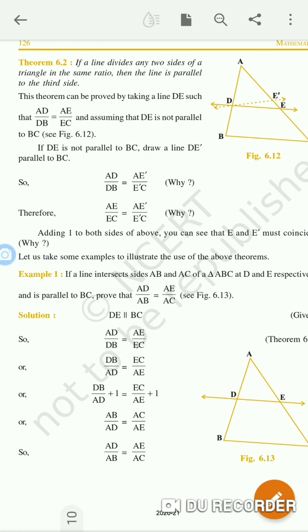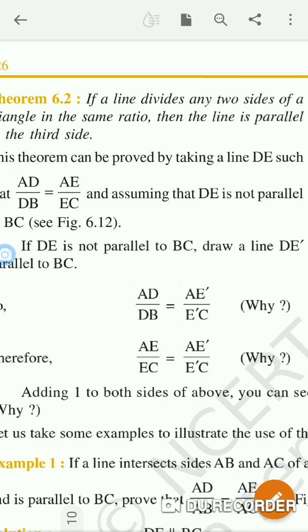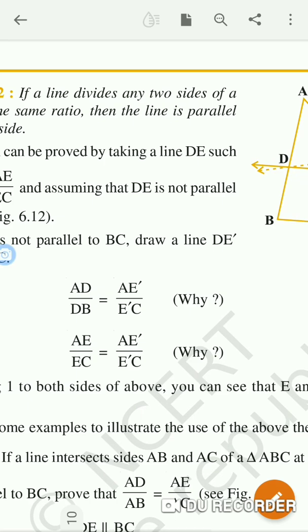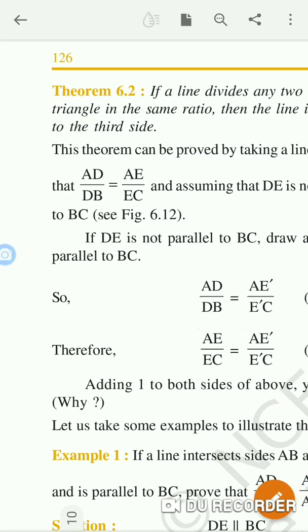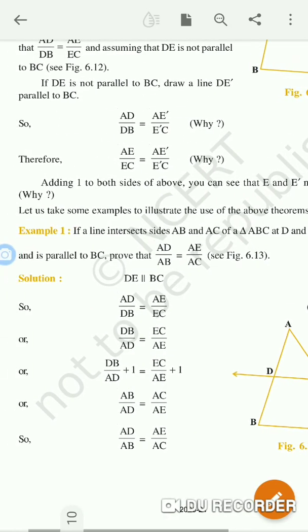And its converse is what? If in any triangle two sides are divided in equal ratio by any line, then that line is parallel to the third side. So see here, if a line divides any two sides of a triangle in the same ratio, then the line is parallel to the third side. Now today we will have some examples based on this.